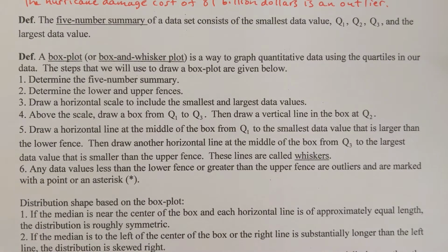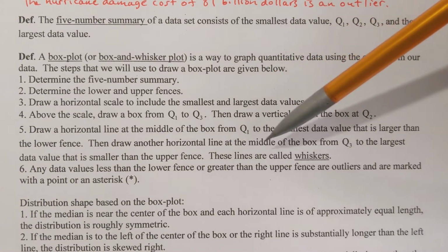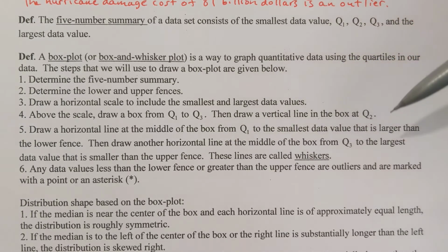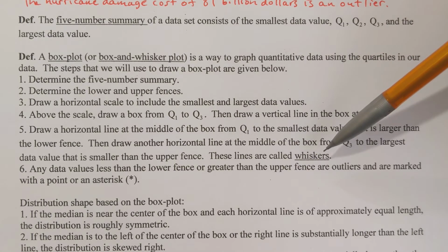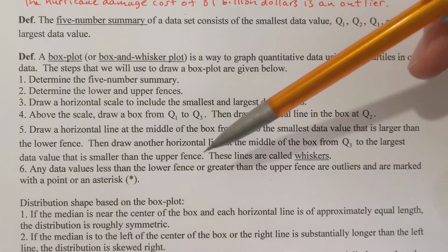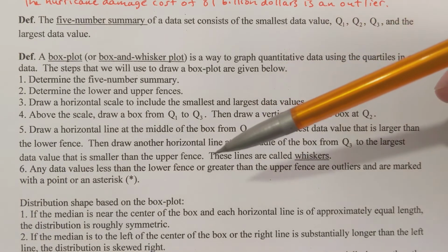Step 5, draw a horizontal line at the middle of the box from the first quartile to the smallest data value that is larger than the lower fence. Then draw a horizontal line at the middle of the box from the third quartile to the largest data value that is smaller than the upper fence. These lines are called whiskers. Step 6, any data value that is less than the lower fence or greater than the upper fence is an outlier and should be marked with a point or an asterisk.